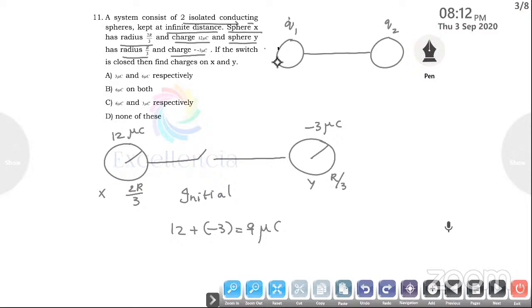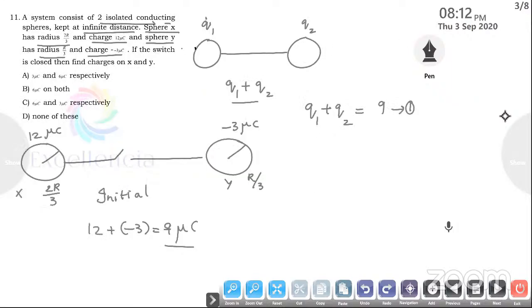Now these two spheres, when they are connected by conducting wire, let us say the final charges on them are Q1 and Q2. Now the total charge on the system is Q1 plus Q2 finally. This 9 microcoulomb, initially the charge on the system, should be equal to Q1 plus Q2. So the first equation that comes to our mind is Q1 plus Q2, after closing the switch, should be equal to total charge on the system before closing the switch, 9 microcoulomb. Say that this is equation 1.